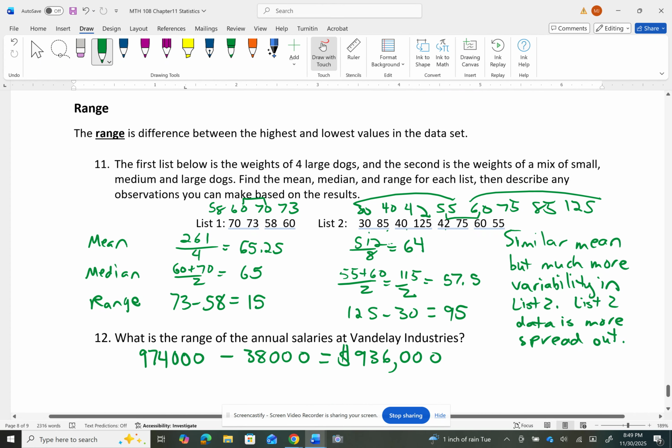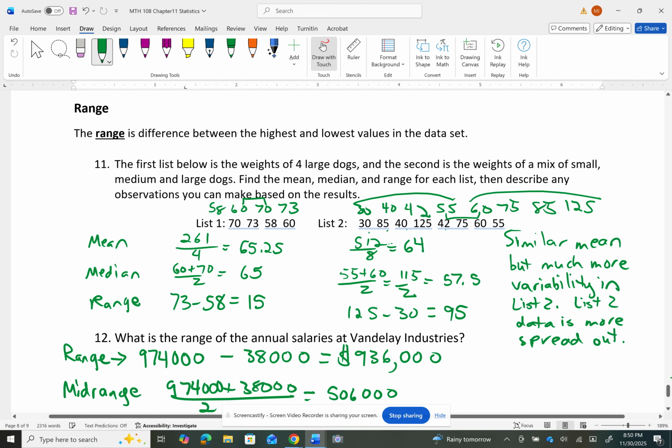So both the range and the mid-range use the high and the low. But remember, this is range. Don't get it confused with a mid-range, which is a measure of central tendency. For that, you add the high and the low and divide by 2. Okay, so we did that earlier. And the mid-range for that turned out to be 506,000. Okay, so we're not talking about mid-range here. We're talking about range. So you will need to know that difference between a range and a mid-range.